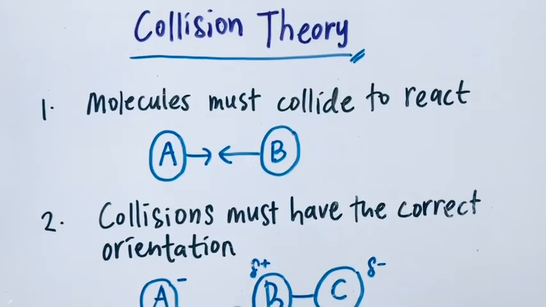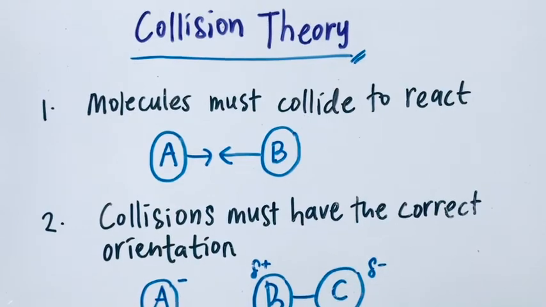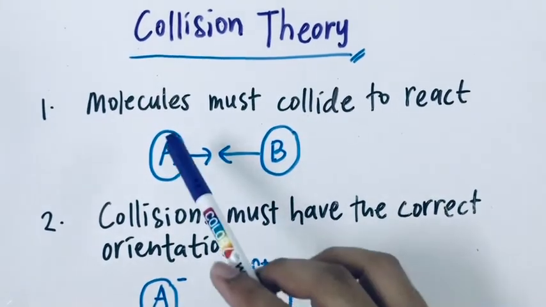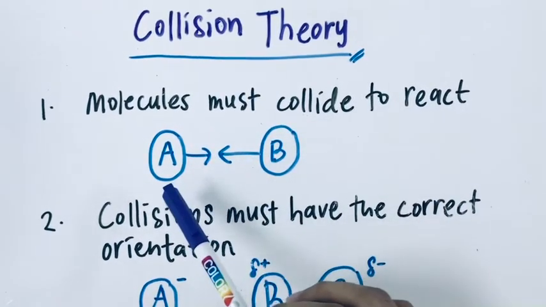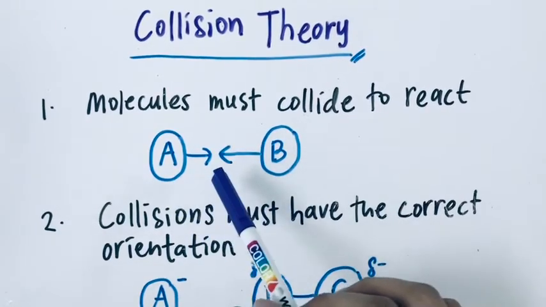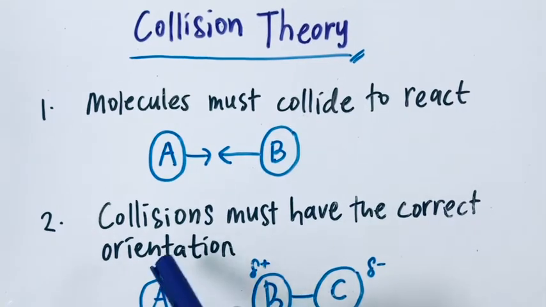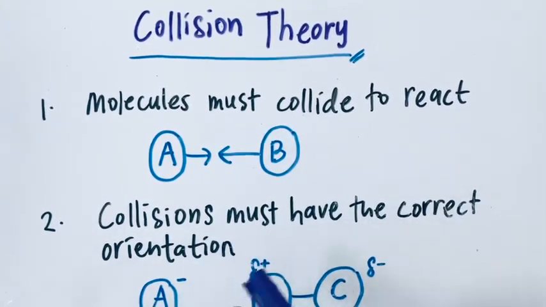Collision theory states there are three rules that molecules must obey in order to form the product. The first one is that molecules must collide to react. Let's say we have two reactants here, A and B. A and B must collide with each other to form a product.